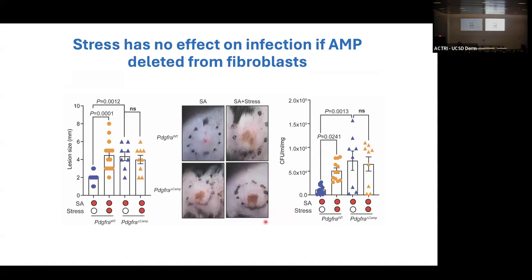To prove that it is that cell, we have a mouse genetic approach where we could just knock out a gene in a specific cell type. We did that in fibroblasts. And when that happens, if the fibroblasts can't make the antimicrobial, they get worse infections, but stress doesn't make the infection get any worse on top of it. So it implies that it's the fibroblast effect from stress that causes the increased infection.